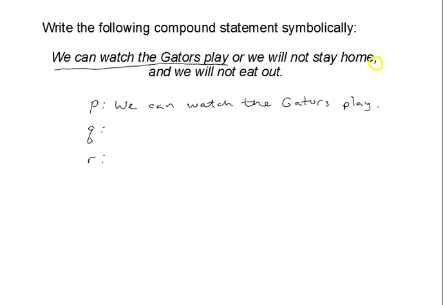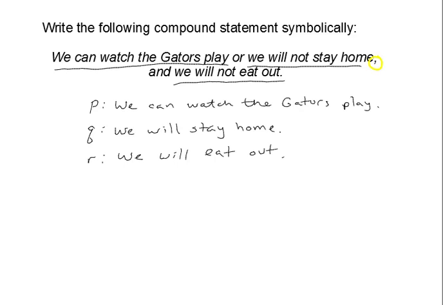The second statement is we will not stay home. Now, little reminder about your simple statements. Whenever we define simple statements, we define them positively. We will go back later and add the negation symbolically. So while this statement says we will not stay home, the statement Q that we are going to define is we will stay home. We are going to leave out the word not. And the same thing for this last statement: we will not eat out. Again, there is the word not within the statement. So when I define my simple statement R, I am going to leave that out. We will eat out.